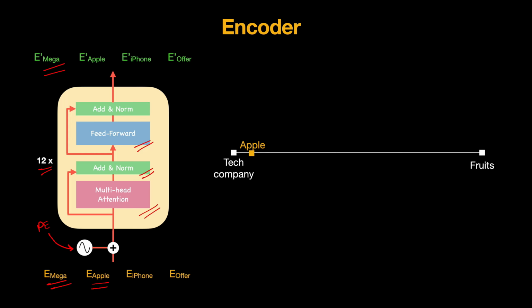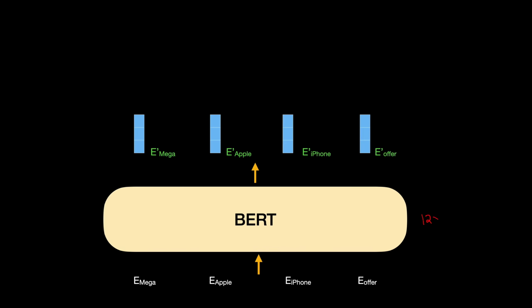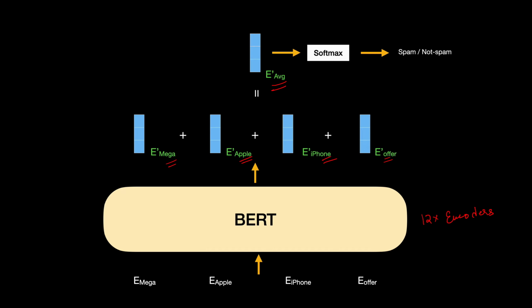Now, the question in front of us is, how do we convert these contextualized vectors into a classification? How do we use this to classify if this is a spam or not? So if this is our BERT model with 12 encoder blocks, how do we process this input so that we can classify this text as a spam or not? One simple technique could be that we perform an average of all these embeddings and generate an average embedding. This average embedding can then be passed to a linear plus softmax layer, which can classify if it is a spam or not. This linear plus softmax layer is represented by this formula.